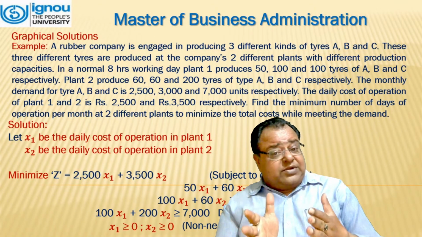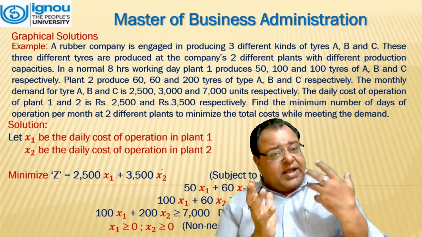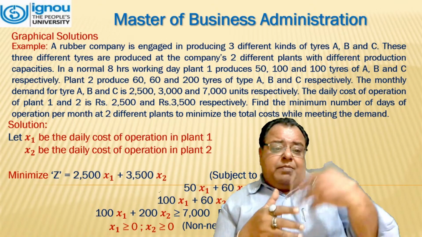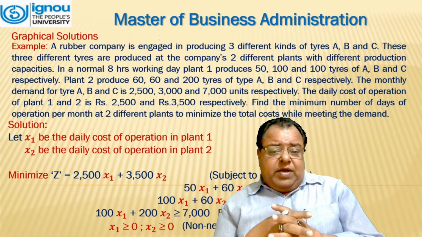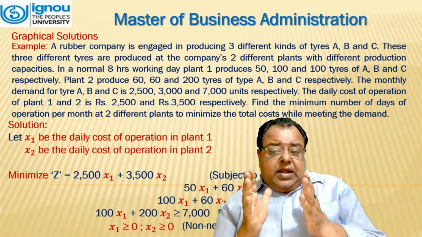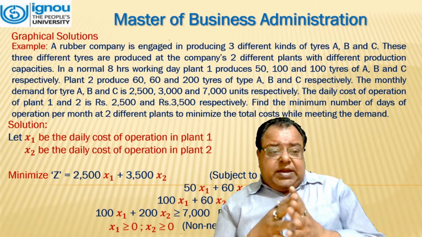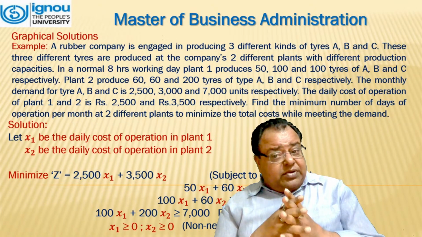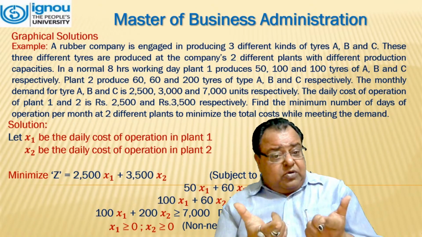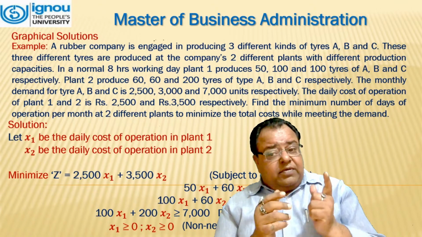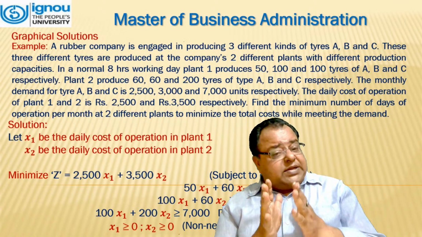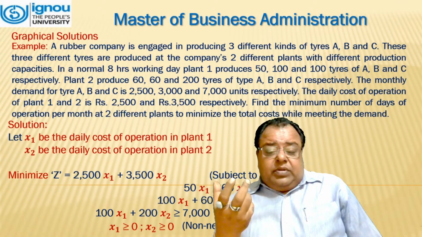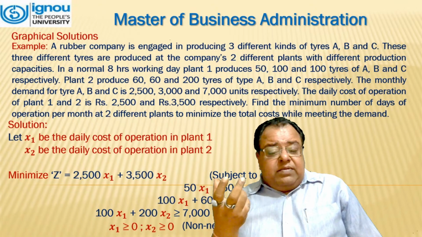Now, what are the constraints? Under what conditions? Constraint means what are the conditions under which this has to be achieved. Now, go back to the problem where we can see that tire A has the capacity of 50, tire B 100, and tire C is again 100. And in plant 2, it is 60 for type A, 60 for type B, and 200 for type C. So coming down, how the demand constraints are formulated.